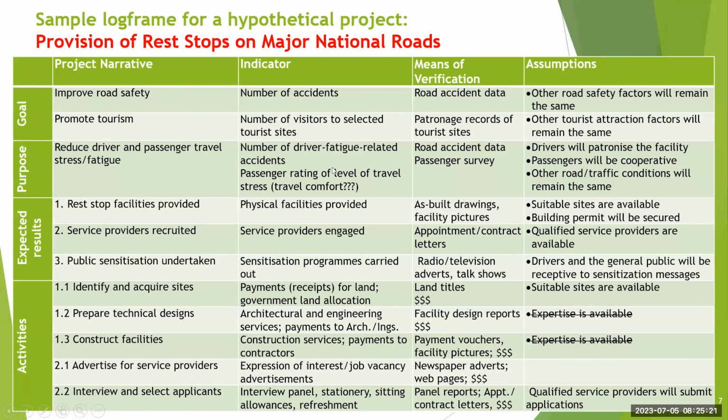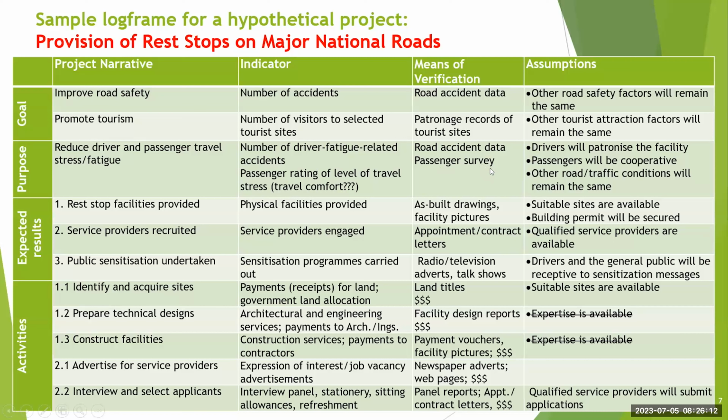Now, when it comes to the indicators, we will have to be able to show that if we are able to reduce driver or passenger travel stress, what can be the evidence? In this case, you have the number of driver fatigue related accidents or passenger rating of level of travel stress as an indicator, and that should be clear. You would also have to demonstrate where that information can be obtained from. In this case, you'll get it from road accident data, or you might want to carry out a passenger survey at the baseline and then at the end of the project.